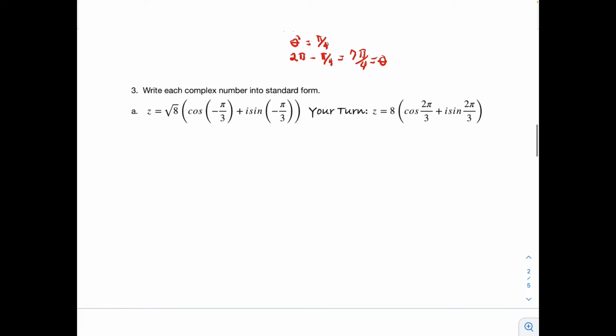Okay, let's go the other direction. Now I have the equation in polar form, and I want to convert it into standard form of the complex number. So just like before, we need to identify a few specific things. So we need to find a and b this time.